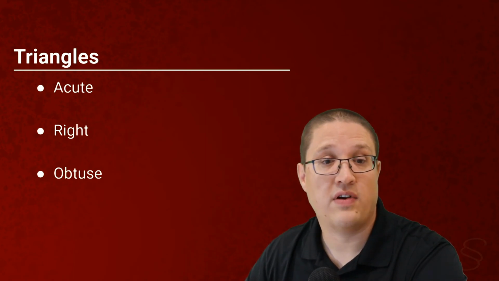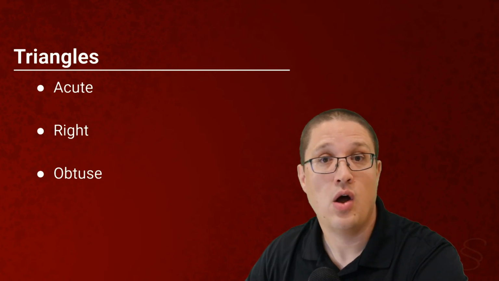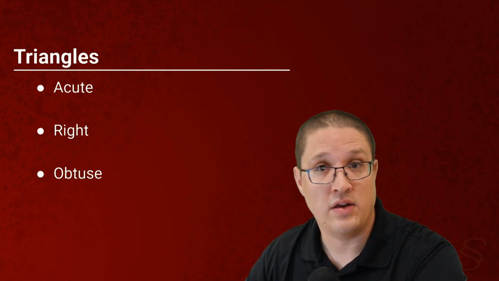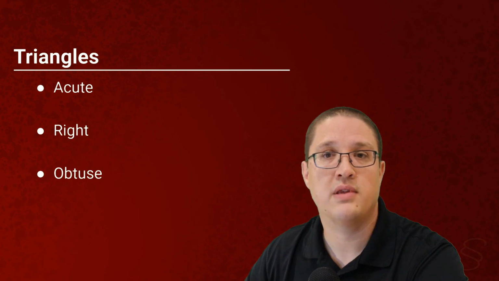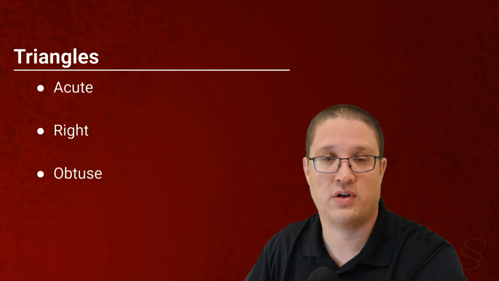So you can classify angles or triangles by their angles or by their sides, and you've seen this for quite a few years now. This is a good way to classify them and talk about what triangles are.